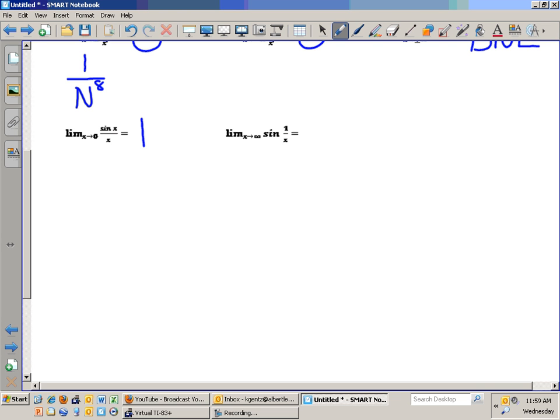Now, we're going to use that to evaluate the next one. And you don't have to be able to reduplicate this, but you need to remember what it is, okay? I don't know how to work with sine of 1 over x as x goes to infinity, so I'm going to change something really quick here, okay? I'm going to change this.